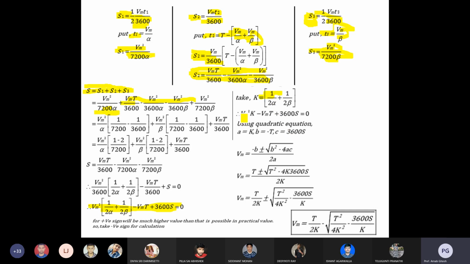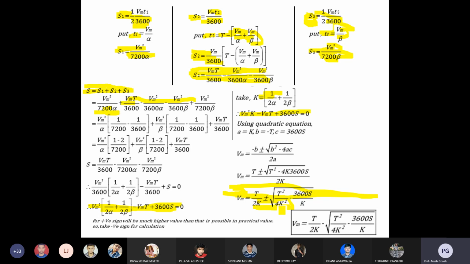Now you can see it is a quadratic equation. You can get the roots of the quadratic equation by using the quadratic formula, and so you get the maximum speed. There are two roots, plus and minus. So you have to place all the values and check what is the exact value of Vm.